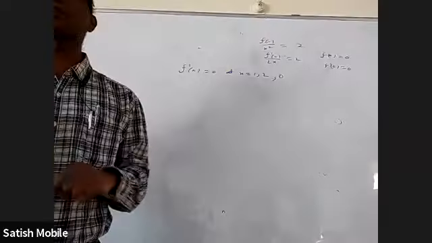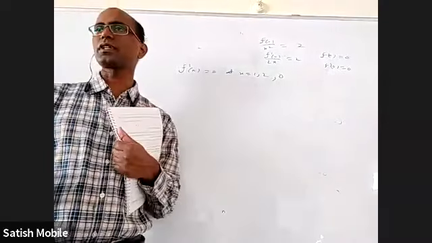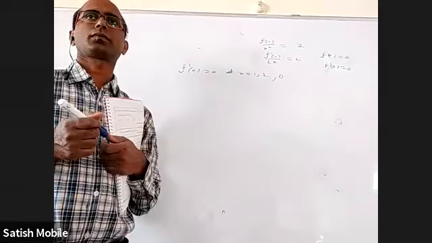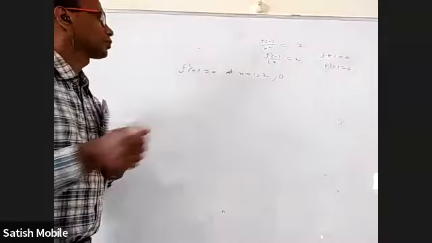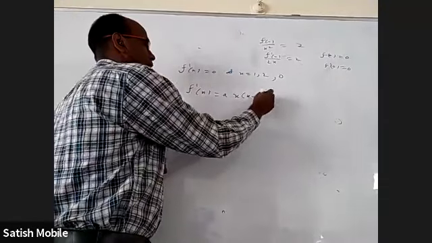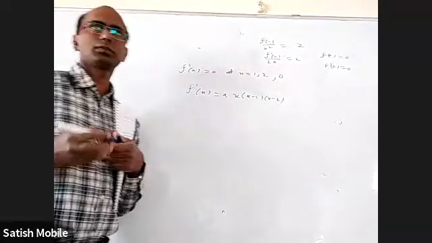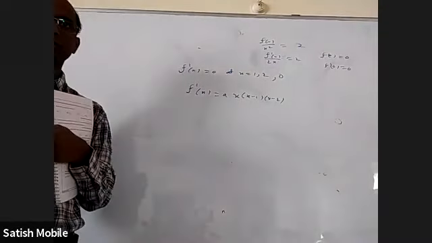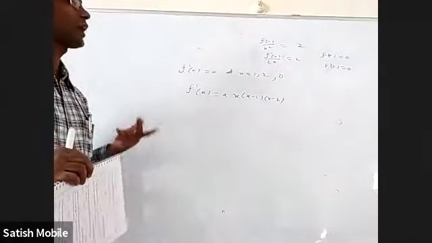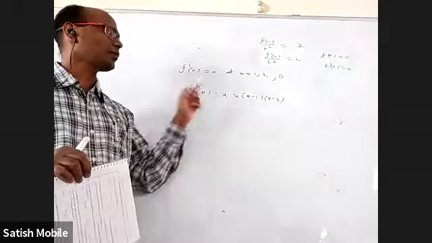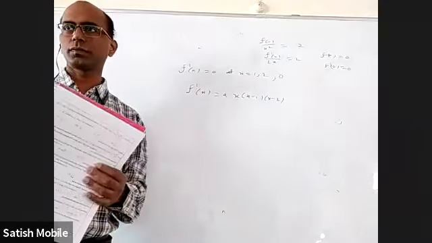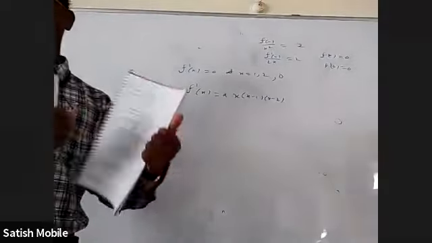But I also know the derivative is a cubic expression, because the original expression is 4th degree, so the derivative has to be cubic. So I can assume f dash x as a into x minus 1 into x minus 2. Now the only unknown for me is a. How to find that? I substitute this in the limit and get the a value, because the value of that limit is given. So that is another way to do the same question.